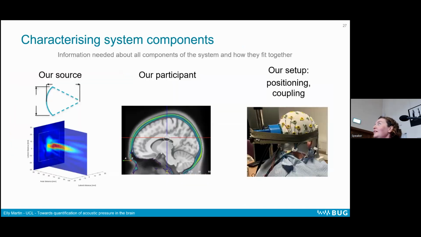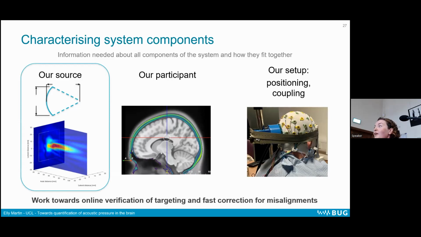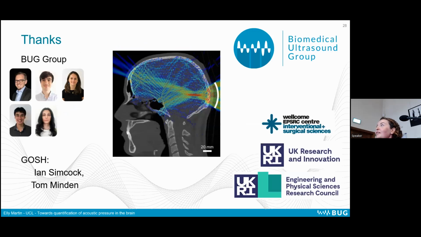So that was an overview of all the different bits of trying to do this. We probably have more questions than answers about this process at the moment. This is the bit that we know well, but there are still some unknowns. So maybe we need online verification and correction of targeting. Thanks to the funders and to the group, and particularly these guys.